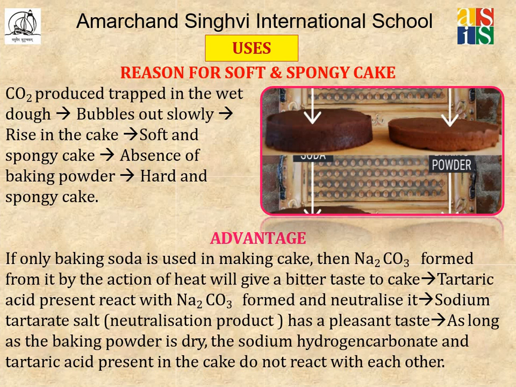Absence of baking powder in the manufacturing of cake will make it hard and the cake will not be spongy anymore. If only baking soda is used in making cake, then Na2CO3 formed from it by the action of heat will give it a bitter taste, because Na2CO3 is basic in nature and bases are going to be bitter in taste.